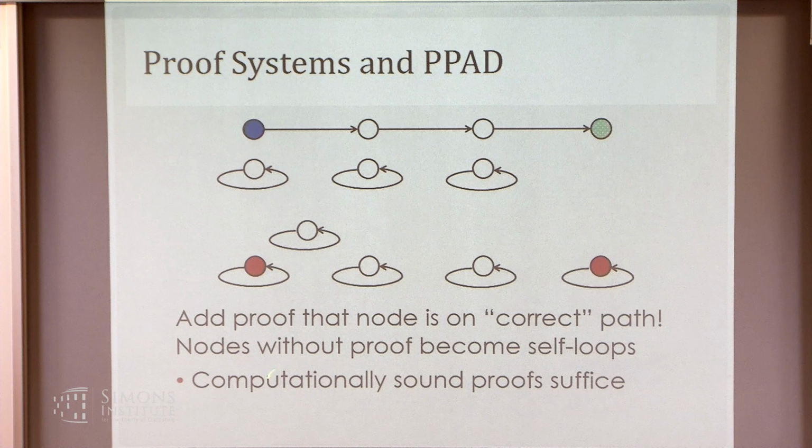And so basically we can use computationally sound proof systems, and what we're going to say is that solving the end of the line requires either breaking the proof system or solving this expensive computation. So that's where proof systems come in and are really helpful for building hard instances for PPAD problems.